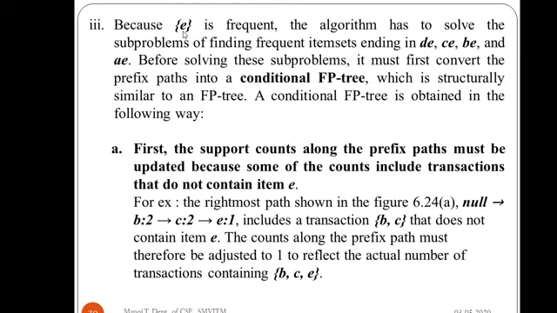Because E is frequent, the algorithm has to now solve what? Subproblems of finding frequent item sets ending in DE, CE, BE and AE. But before solving these problems, it must convert the prefix paths to a conditional FP tree. This we have to take care of. Before we solve these subproblems, we must convert those prefix paths into a conditional FP tree, which is structurally similar to an FP tree. So we will see how to convert prefix paths into a conditional FP tree.